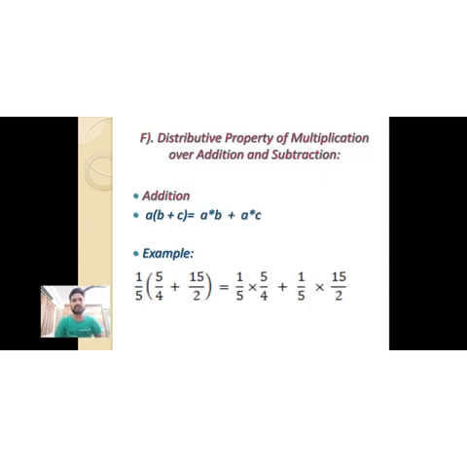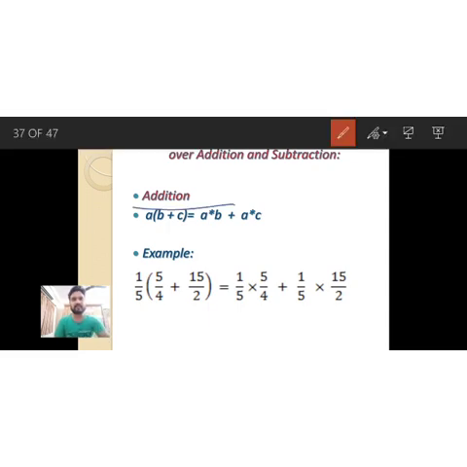Now this is the new property which we did not study in addition or subtraction. This is the property of multiplication, the distributive property of multiplication over addition and subtraction. Now we are going for the addition first. Here a in bracket b plus c is there. So what is the property?